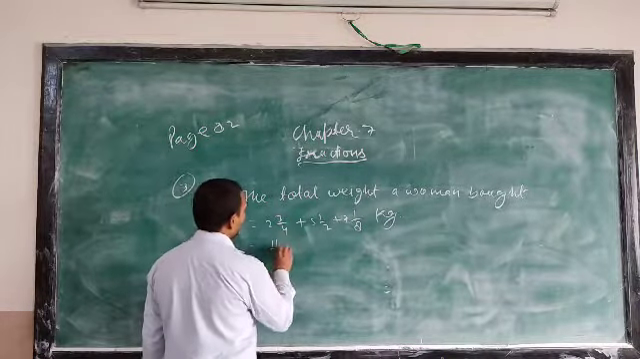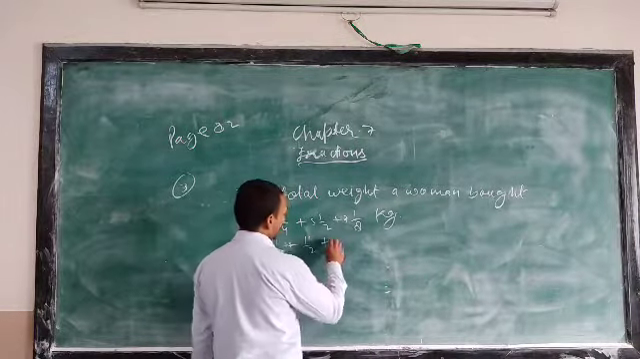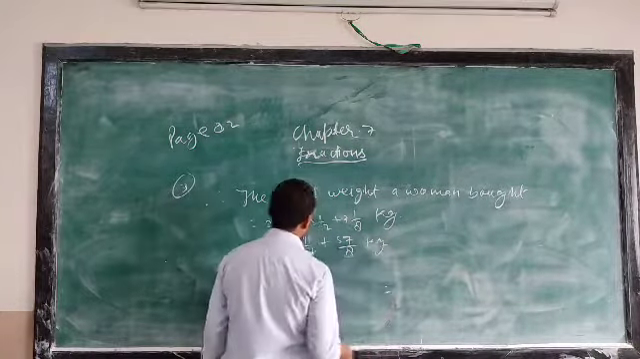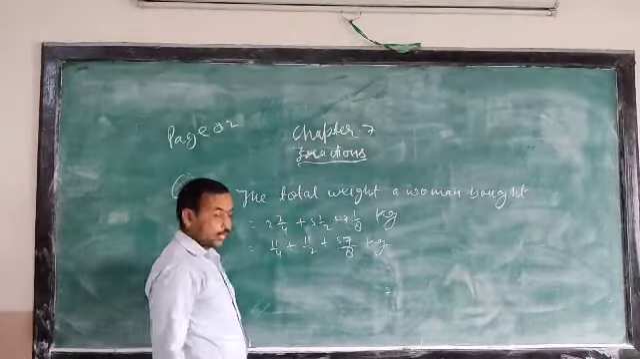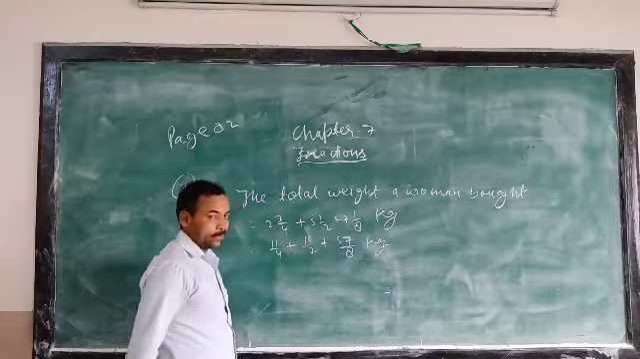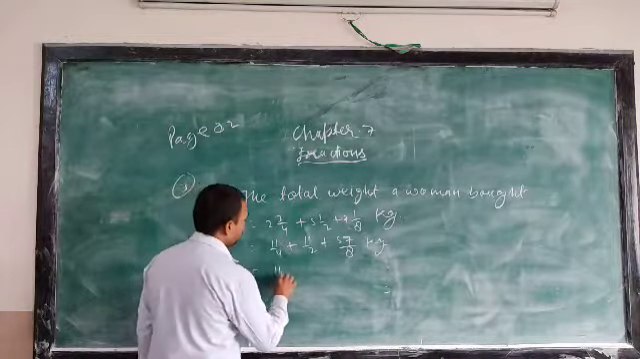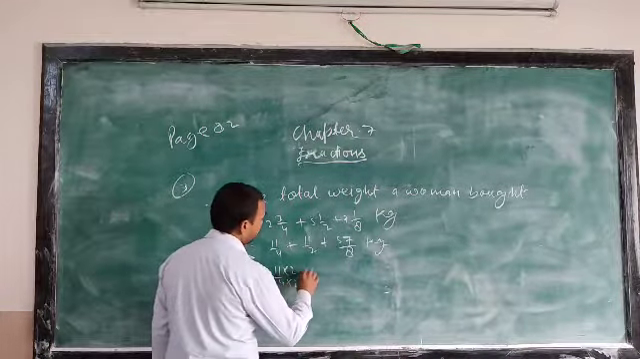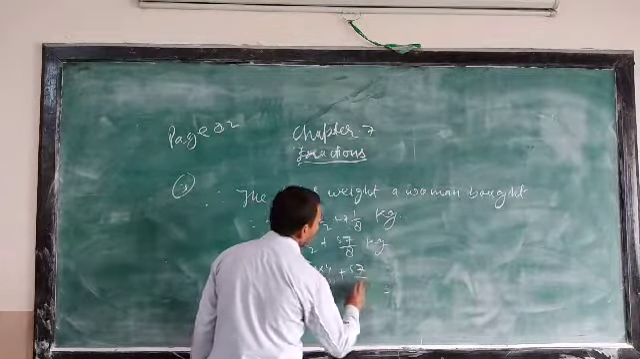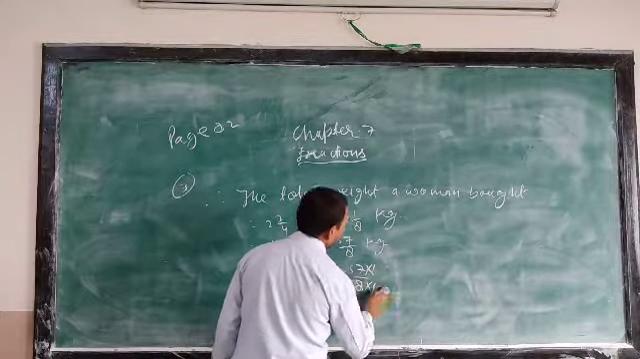8 plus 3, 11 by 4. 5 twos are 10 plus 1, 11 by 2. 7 eights are 56 plus 1, 57 by 8. This much kg. You know the LCM of 4, 2 and 8 is 8, because 8 is the least number which is divisible by 4, 2 and 8. So 11 by 4 multiply by 2, 11 by 2 multiply by 4, and plus 57 by 8. Here the LCM and denominator are the same, so multiply by 1.